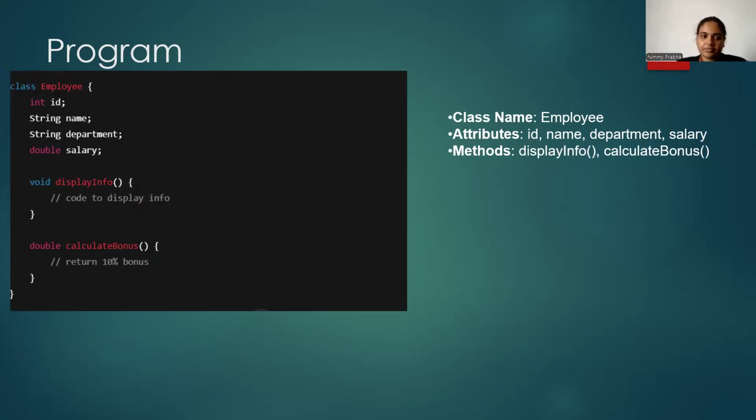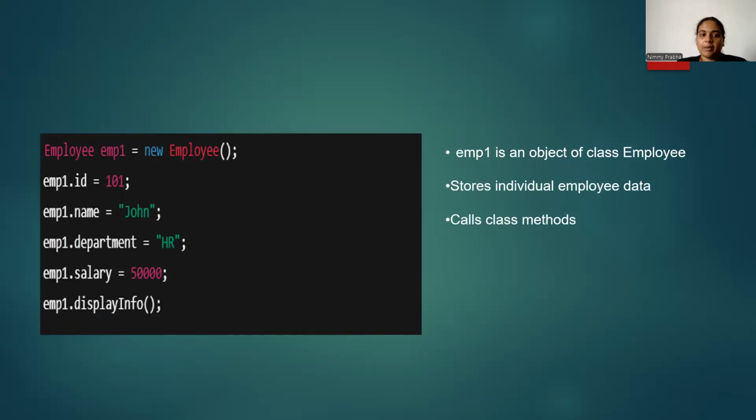Okay, so here Employee emp1 is equal to new Employee. We are creating an object with the class name. The syntax is: class name, object name is equal to new class name. This is how we are creating an object. Why are we creating that object? With that object, we will call the methods. So here we are giving the values.